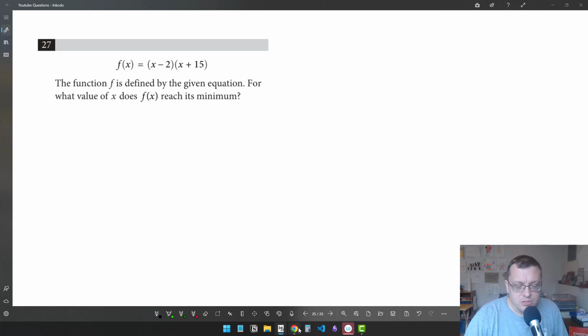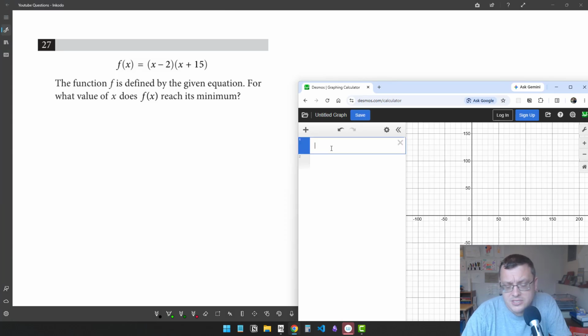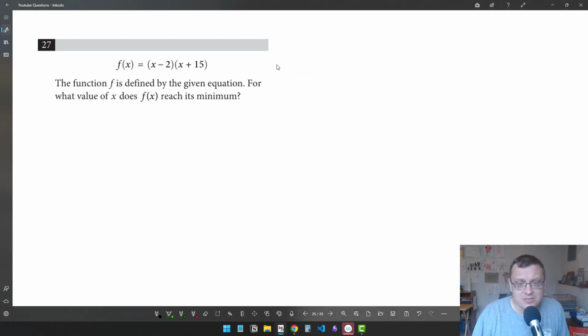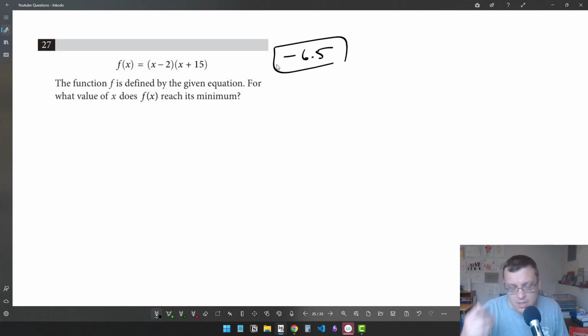But first, how do we do this just to get the answer? Let's just graph this. So x minus 2, x plus 15. And the question is asking for what value of x does it reach its minimum? So here's the minimum value of the function. The x value of that minimum is negative 6.5. And so the answer is negative 6.5. So, okay, cool. Move on.